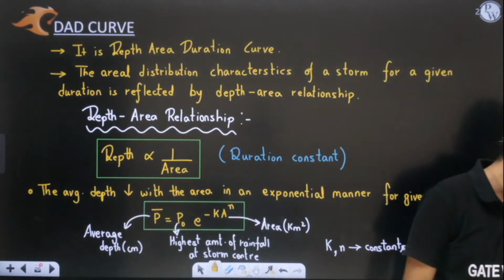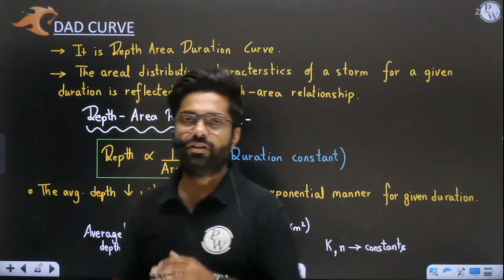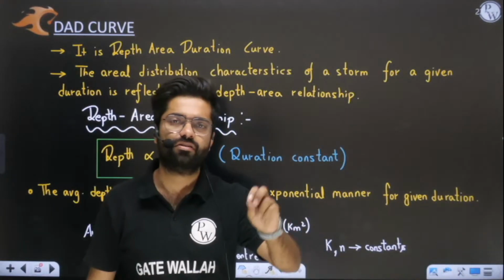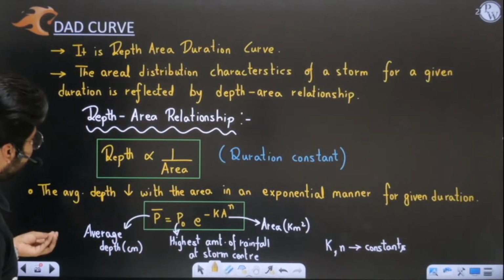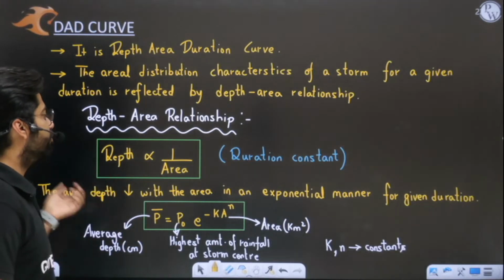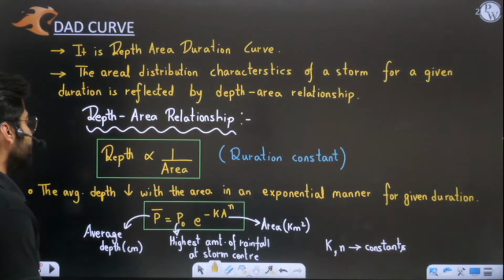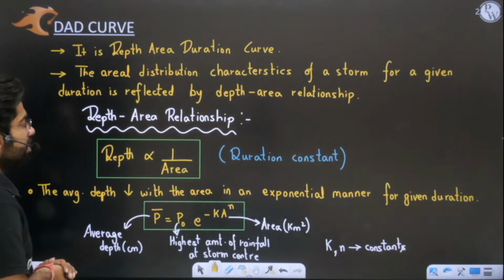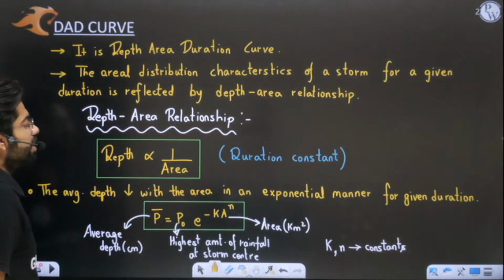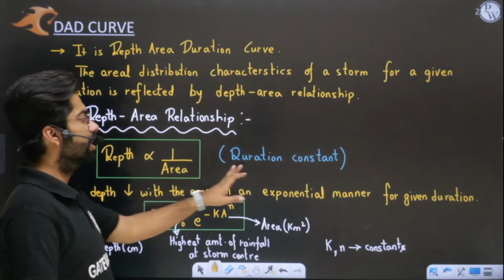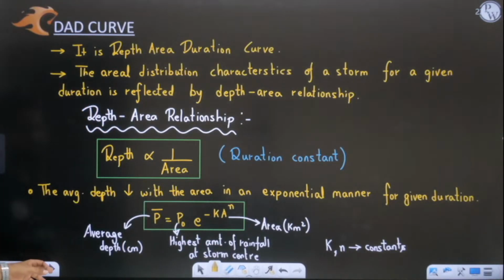And at last we have discussed about DAD curve. In DAD curve, basically we have concluded 2 points which we have to remember for a long time: if area is getting increased, the maximum depth of rainfall will decrease. This was the first relation which we have to understand. But when we are relating depth and area, in that case duration is constant.